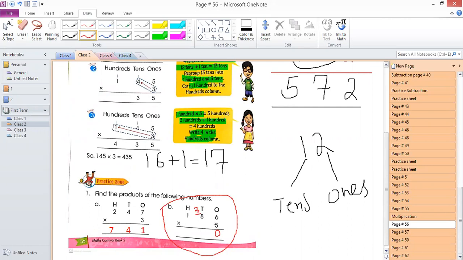No. Multiply 5 by 8 first. Multiply or addition? First multiply, then add. 5 multiplied by 8 equals 40. Put the 4 here. No, you will have to add this 3 to 40. Put 3 in the hundreds.